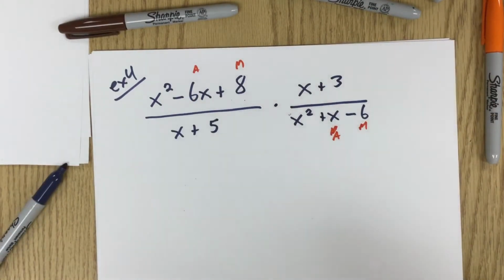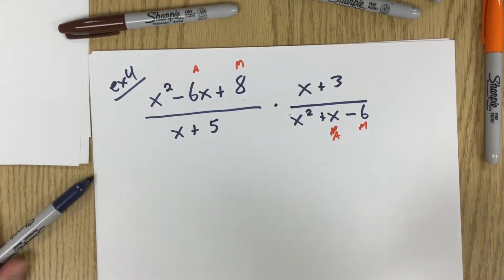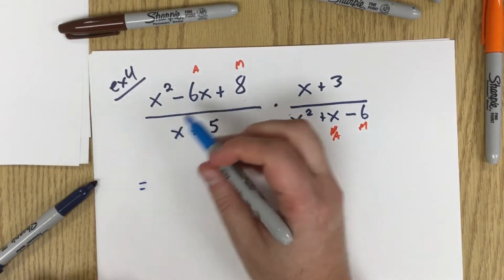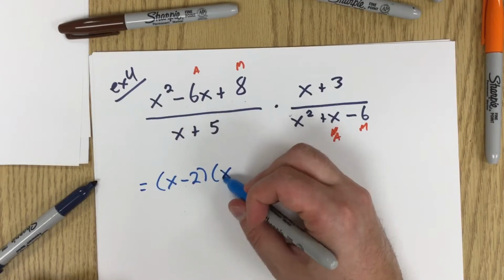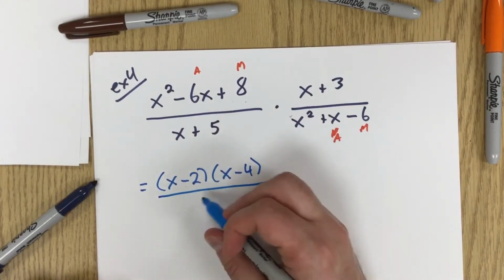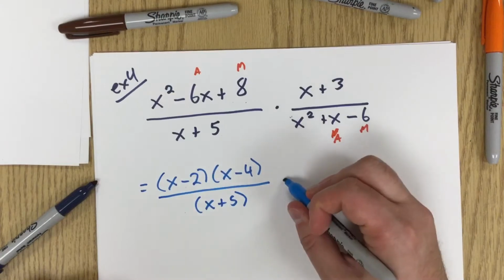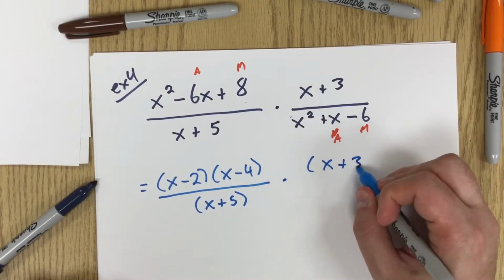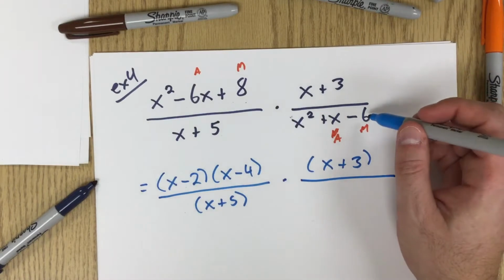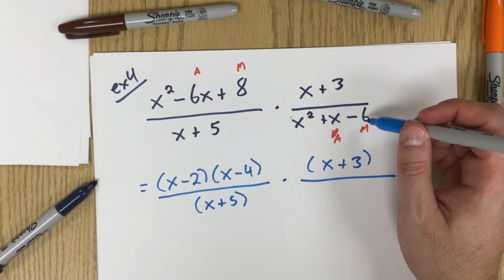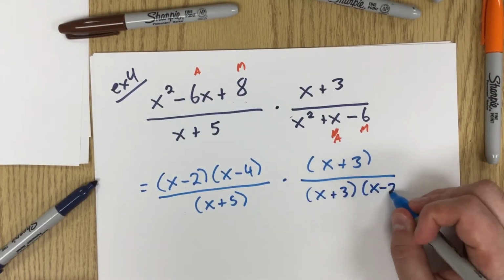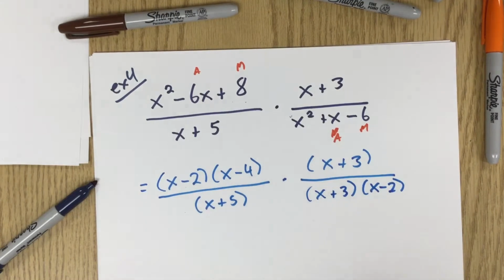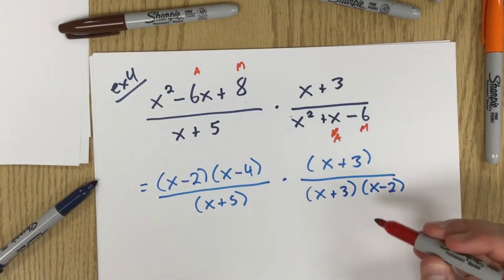So that's going to become, if I go through this, minus 4 and minus 2. So x minus 2, x minus 4 over x plus 5 times x plus 3 over, it has to multiply to this and add to 1, that's going to be x plus 3, x minus 2. Multiplies to minus 6, adds up to 1. Okay, and then we're going to cancel things.